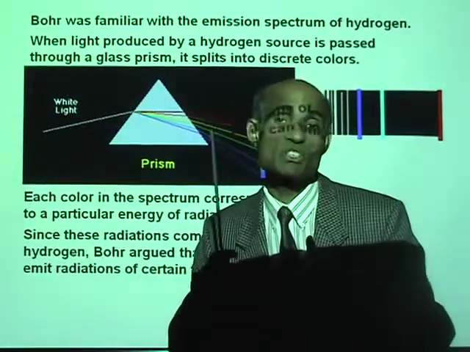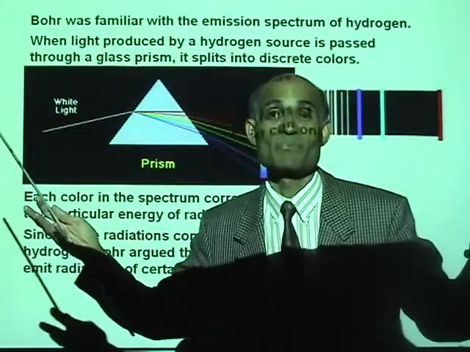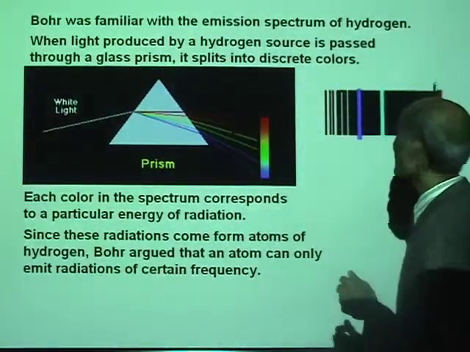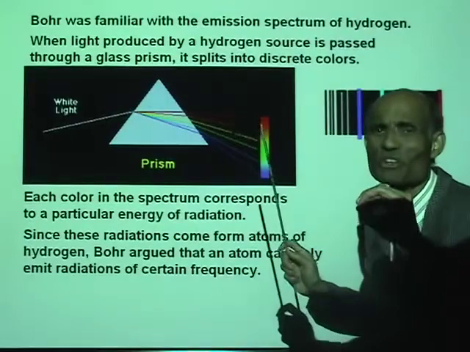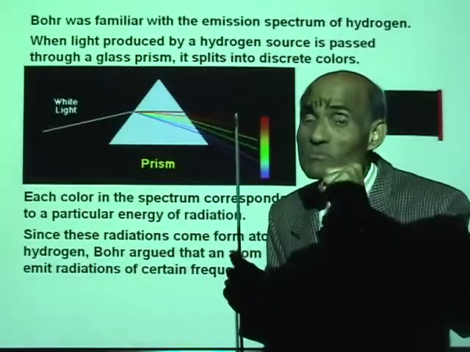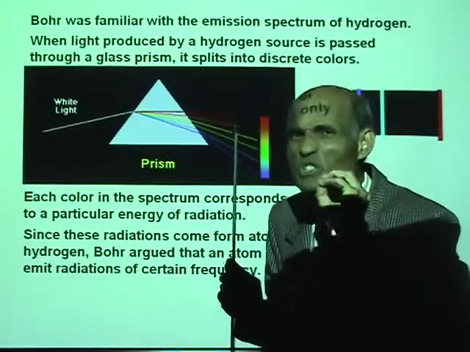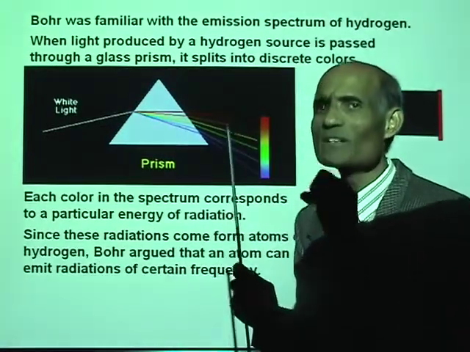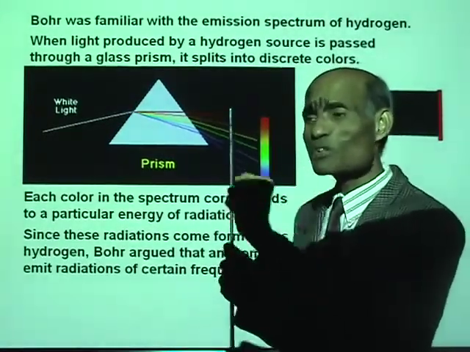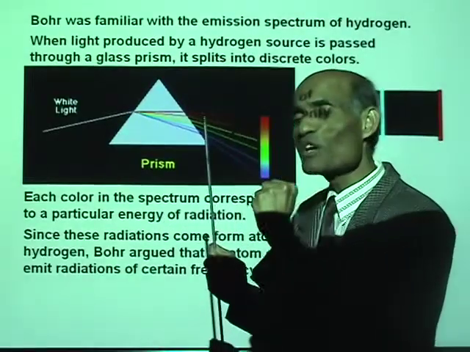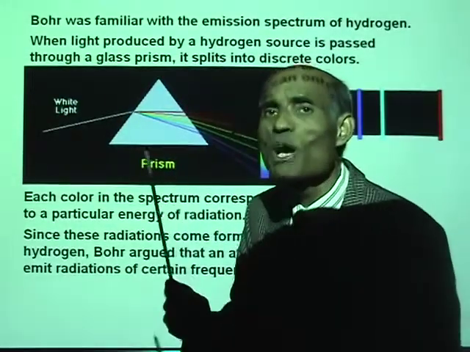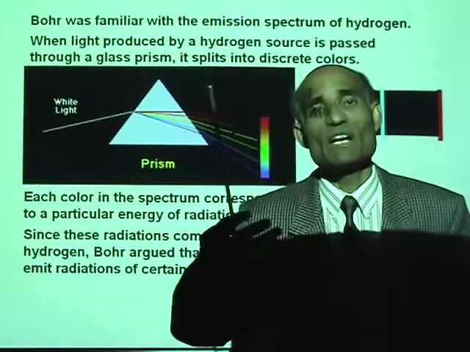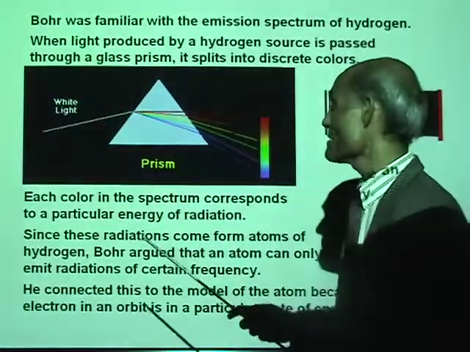In fact, it doesn't give out white light. The light that is given up by hydrogen has only discrete frequencies. That means an atom can only emit discrete frequencies. One frequency corresponding to red, a second frequency corresponding to blue, a third frequency corresponding to purple. These are the only frequencies that a hydrogen source can emit.